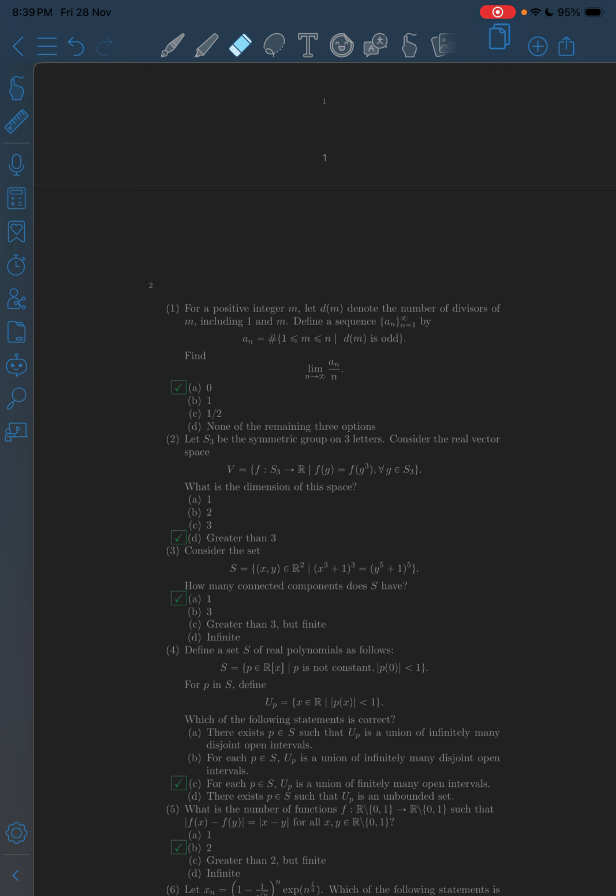So the first question is: for a positive integer m, let d(m) denote the number of divisors of m, including 1 and m. Then we define a sequence a_n, where a_n equals the number of elements m less than or equal to n such that d(m) is odd.